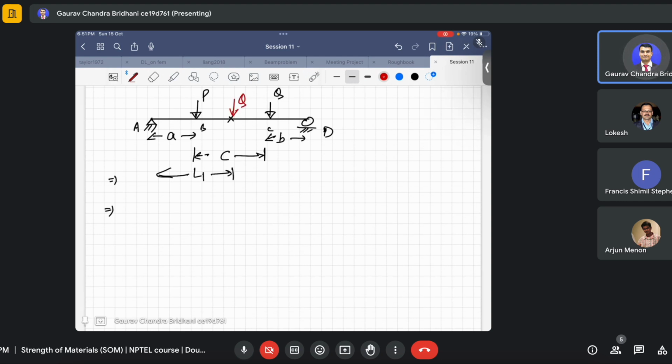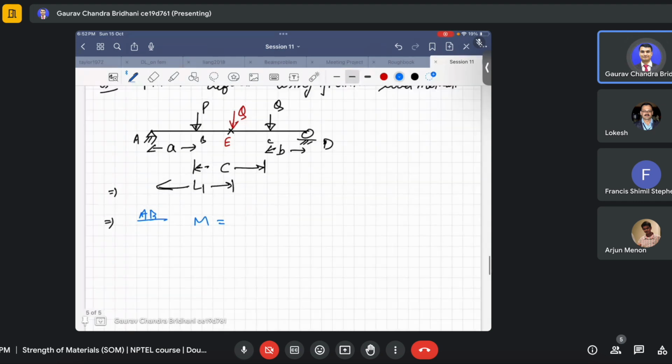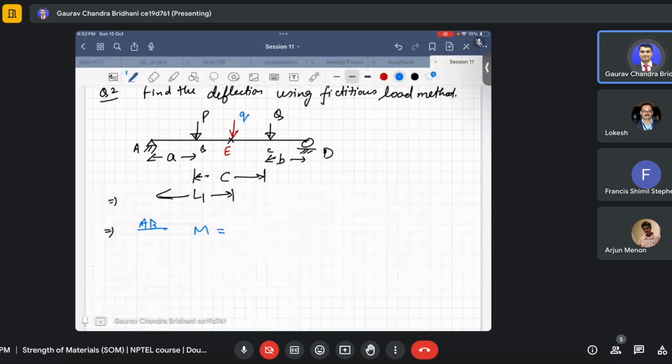Okay, now I write the bending equation. I'll call this point E. Now my AB bending equation becomes how? So M becomes, for this you need to find it, or I'll say with some other value, small q, because otherwise it will clash.